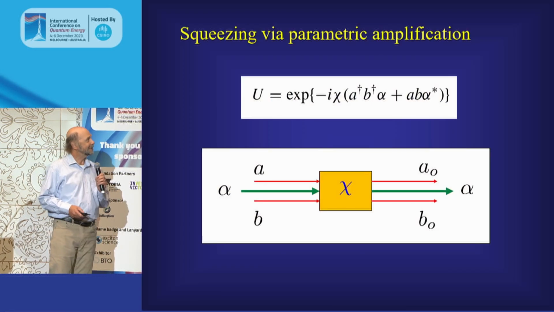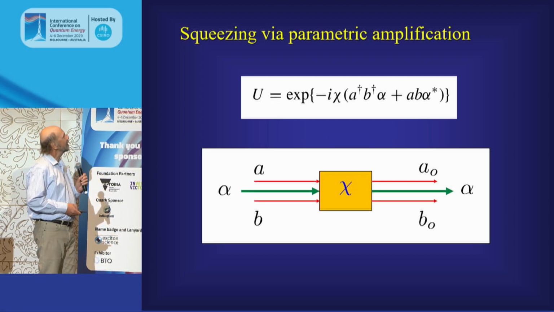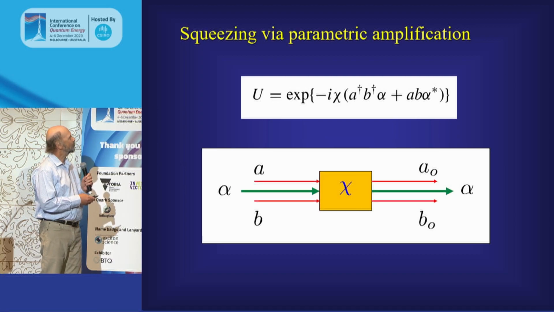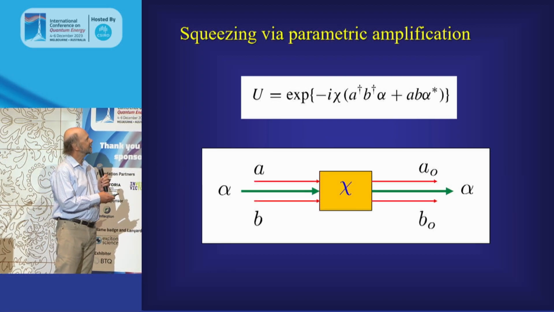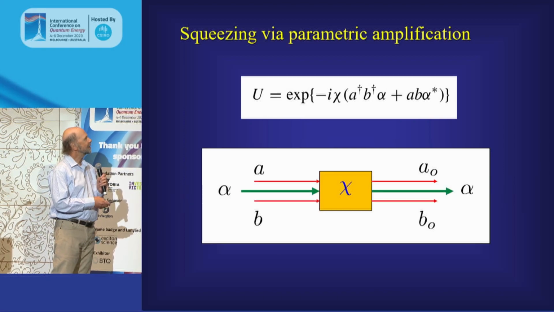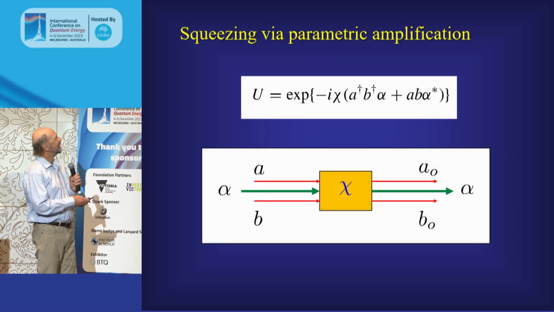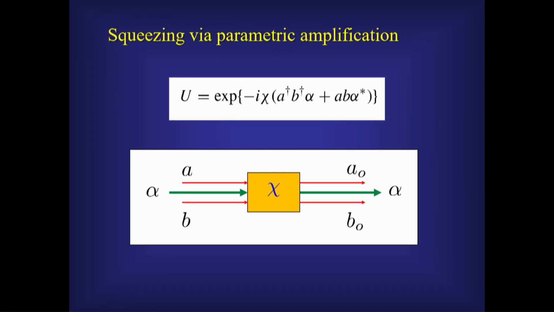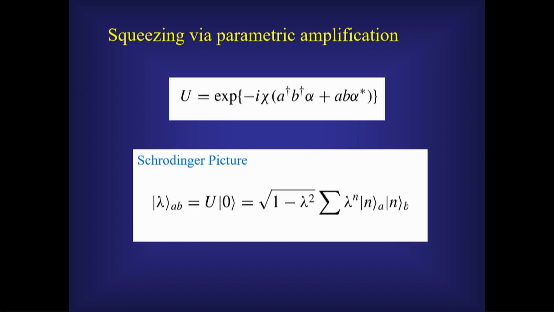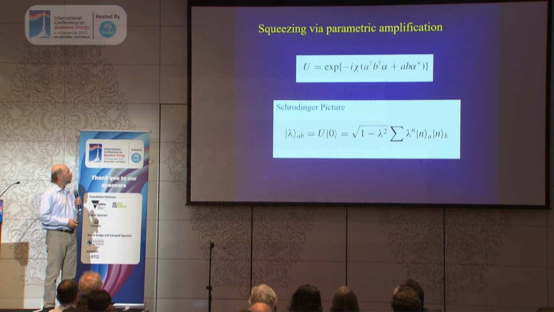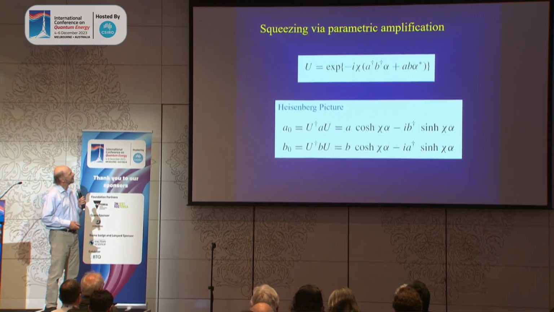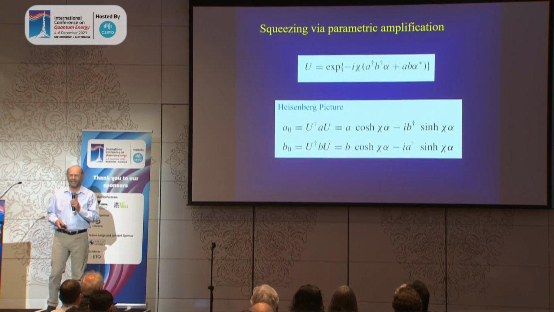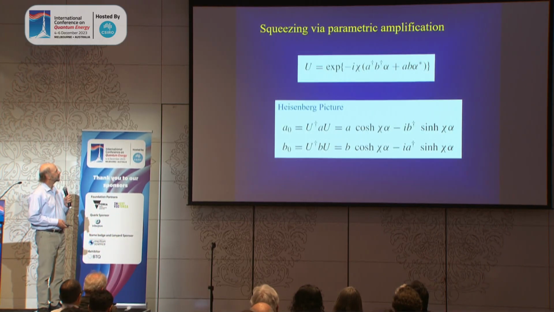Okay, so squeezing from parametric amplification looks like this. You have a pump at second harmonic, which down converts photons into a signal and an idler mode like this. And this is the unitary that's used to describe it. This leads, if you act this on the vacuum, to the classic two-mode squeezed state, or more generally, you can represent the evolution in the Heisenberg picture by these nice closed-form simple equations.